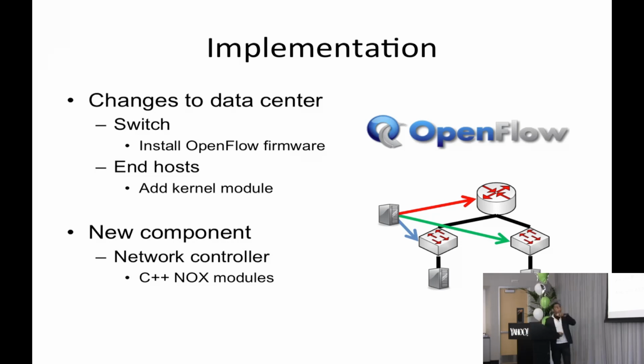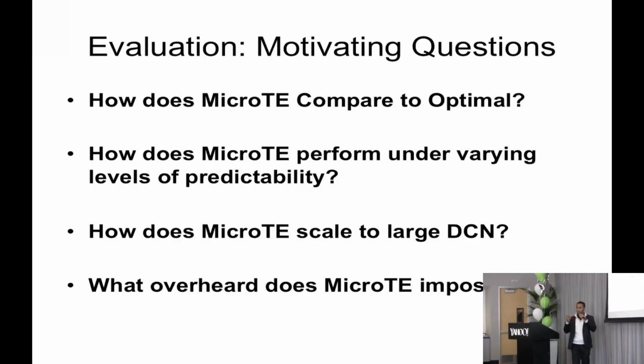And then we had a bunch of interesting questions. How does our approach compare to the optimal technique? How does our approach perform under varying levels of predictability? We showed that within one of the cloud data centers, we had about 27% predictability, but within the universities, we had more predictability. So we've shown you what the pessimistic case was, and we wanted to understand how we perform under much better situations.